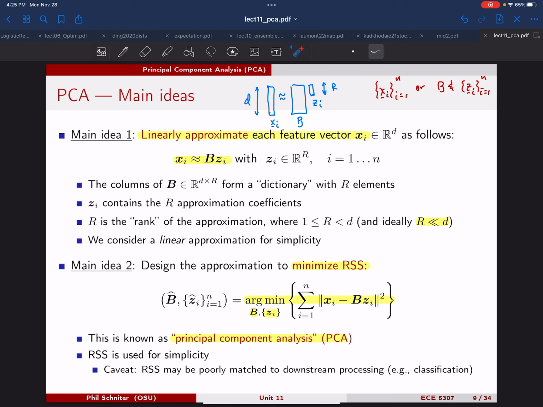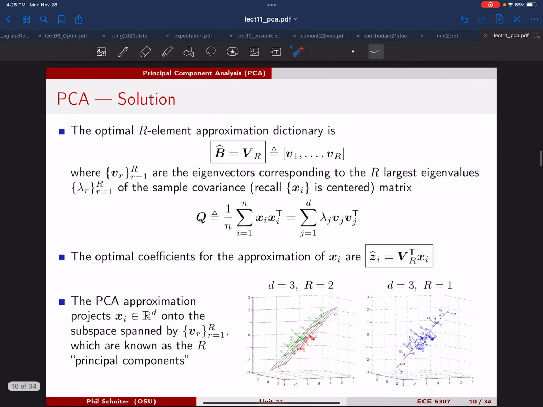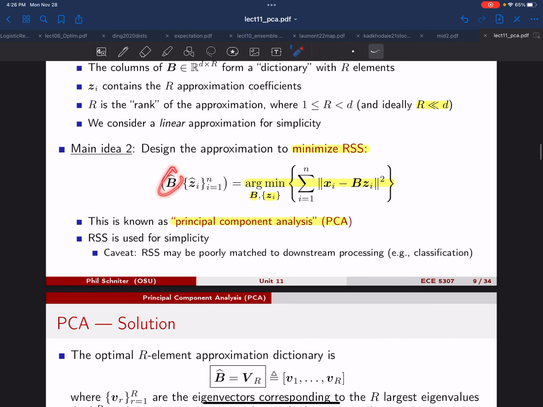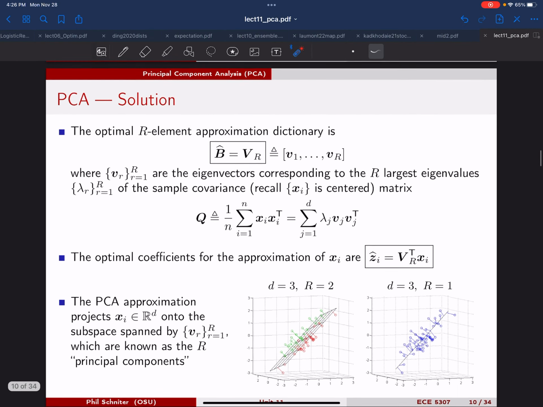All right, any questions about the high-level ideas? Okay. So I'll first tell you what the solution is, and then we'll go through a proof. So it turns out that the optimal dictionary, this is the B matrix, the optimal dictionary here, is constructed as follows.